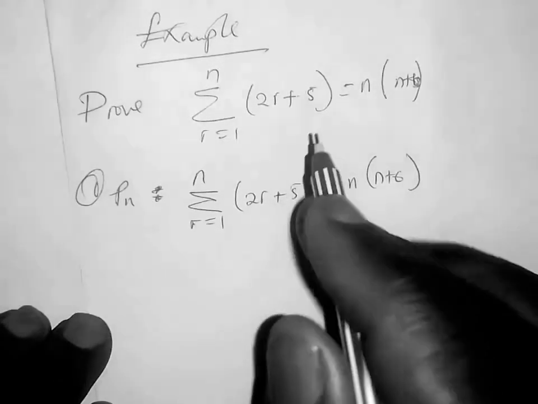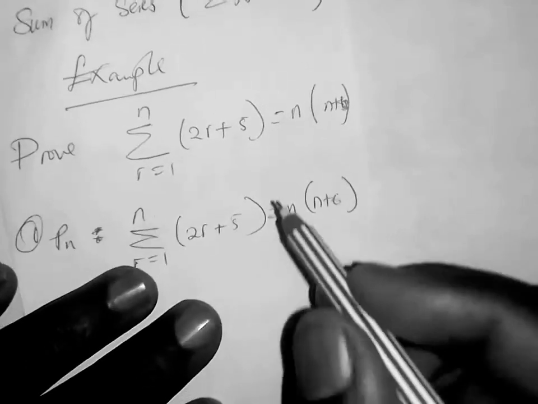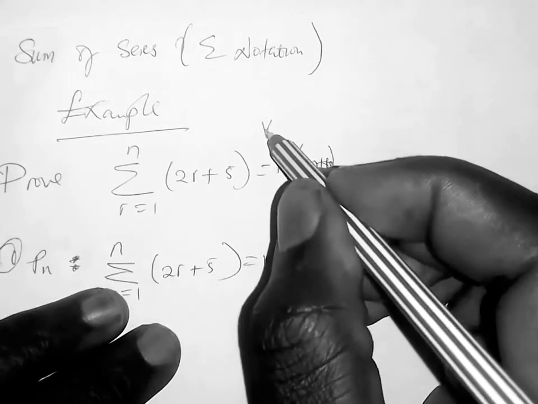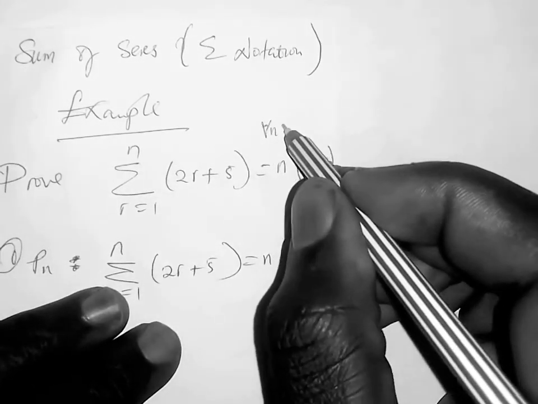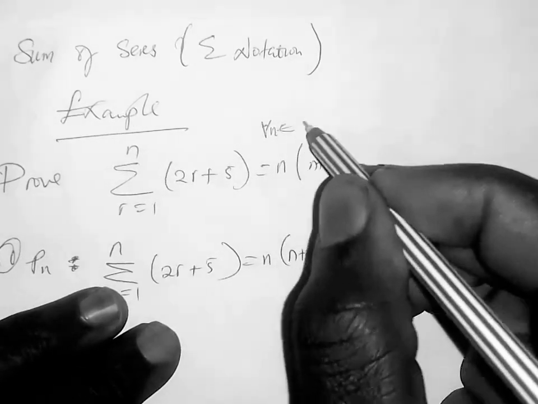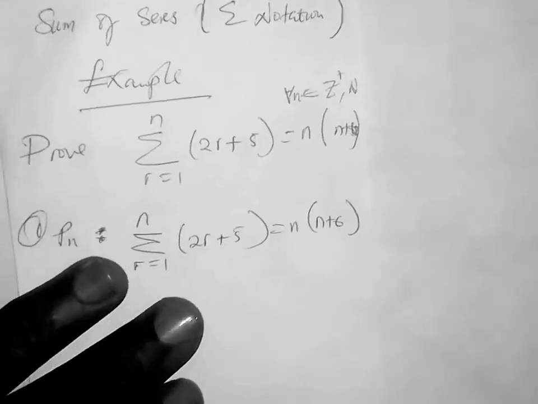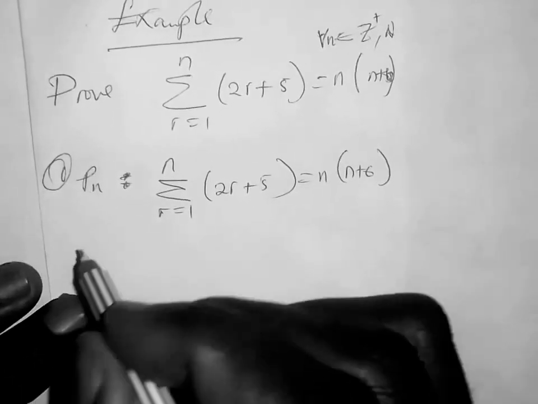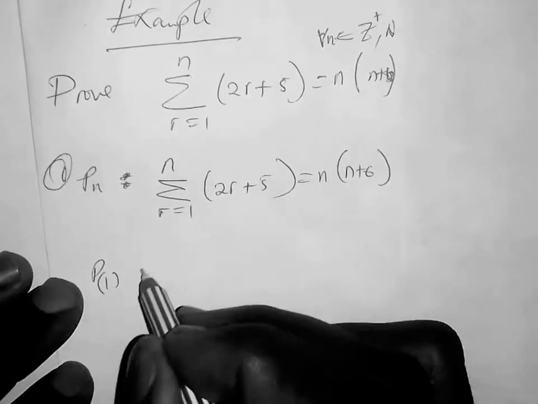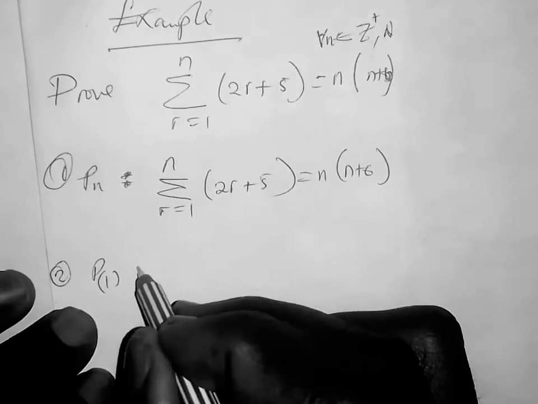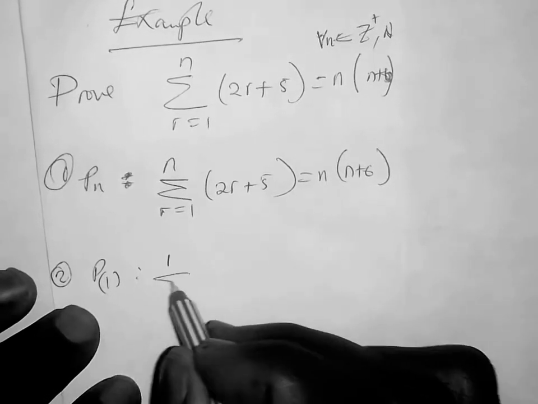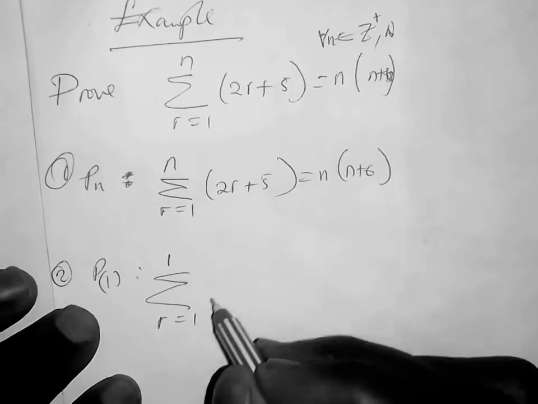Then from there we prove for n. Now in this case it was just for all, sorry, I forgot to write that one. Let me put it here. This was for all values of n, positive integers. We might have maybe natural numbers, something like that. It's also one and the same. All right, so step 2, P1, such that the sum with r equal to 1.